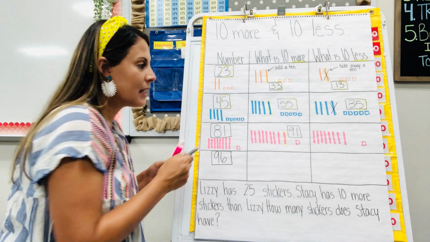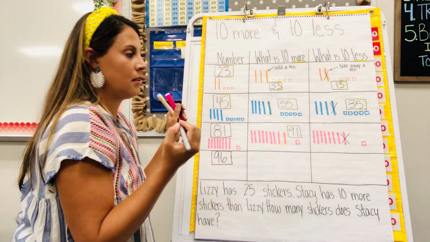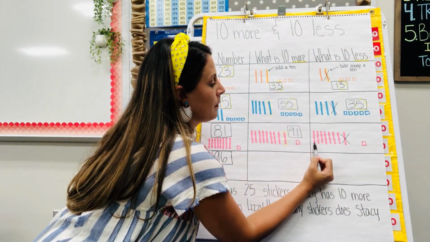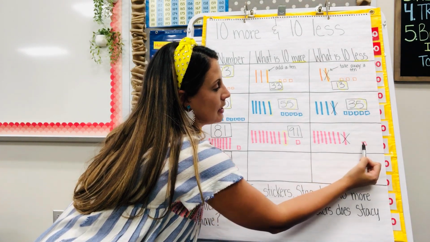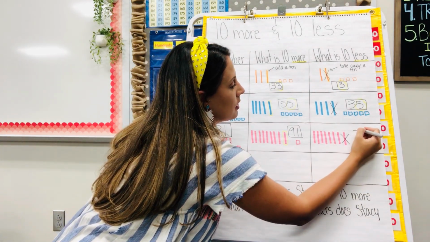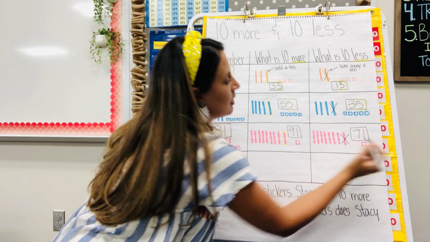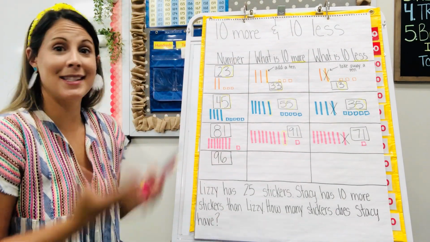And then I'm taking away a 10. That's 10 less. So I'm taking away a 10. So let's count now what that equals. 10, 20, 30, 40, 50, 60, 70, 71. So 10 less than 81 is 71. And our ones place stayed the same.